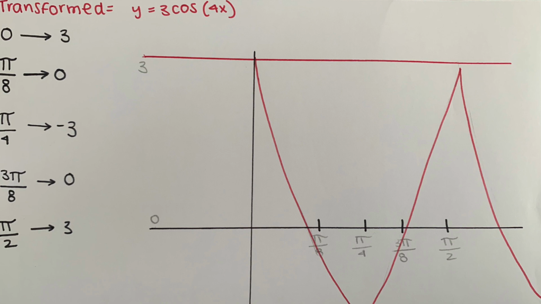Right now, you're seeing the transformed version of the function. In this case, y equals 3 cosine of (4x). First, we will see the chart. In this case, when we see x, we see 0, pi over 8, pi over 4, 3 pi over 8, and pi over 2. And y, we see 3, 0, -3, 0, and 3.